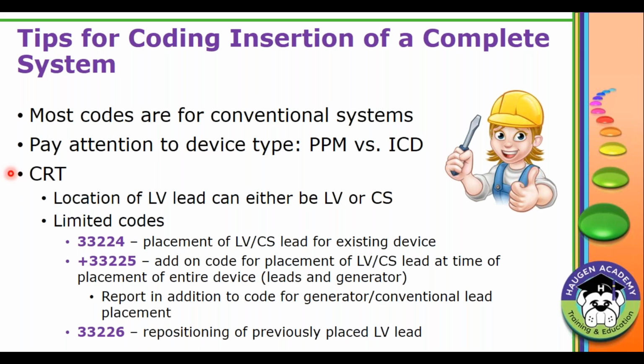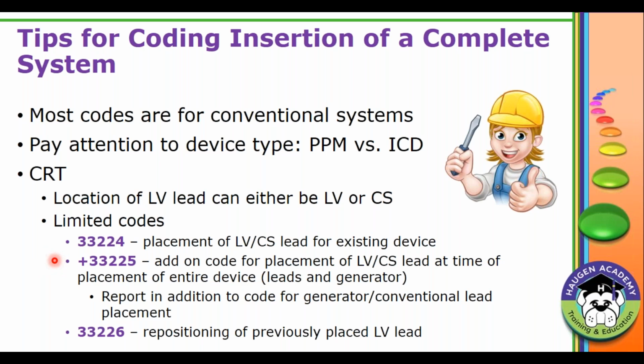So the CRT, again, this is the placement of the left ventricular lead. And the way that CPT set this up is most of the codes that we have are for a conventional pacemaker. There are only 3 codes that relate to this left ventricular lead. So you code whatever system they put in, whether it be a pacemaker, an ICD, single chamber, or dual chamber. And if they do all of that in one procedure, then you add 33215, which is an add-on code at the same time as lead and generator placement.